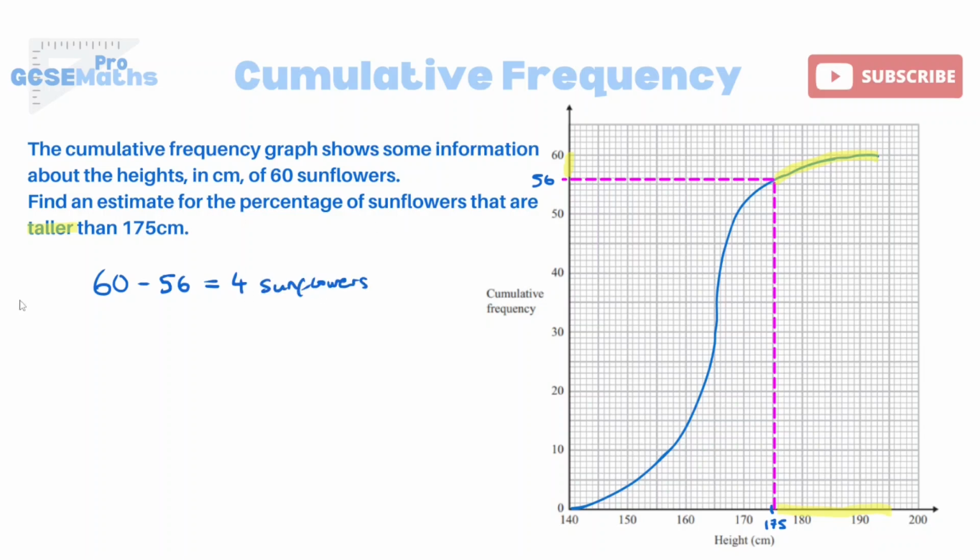Now the difference with this one is that they've also asked for a percentage. The previous question they asked for how many, what number. In this case, they want a percentage, so I now need to take my 4 sunflowers and convert it into a percentage of all of the sunflowers. So I know it's out of 60, so when I want to make a percentage, I just take 4 out of 60, that's a fraction obviously, and then to make a percentage, times by 100.